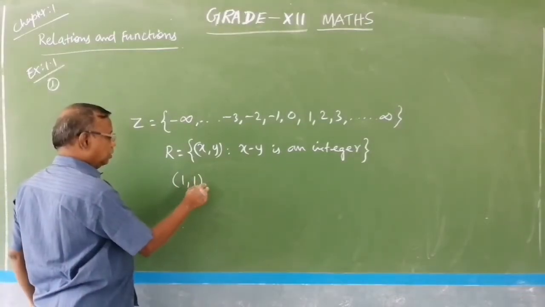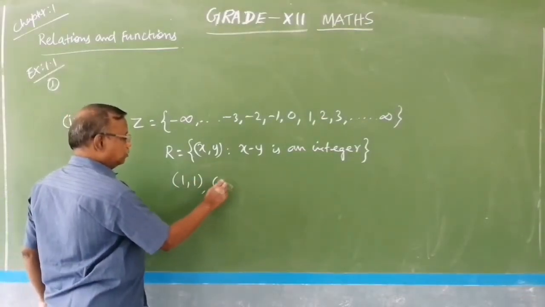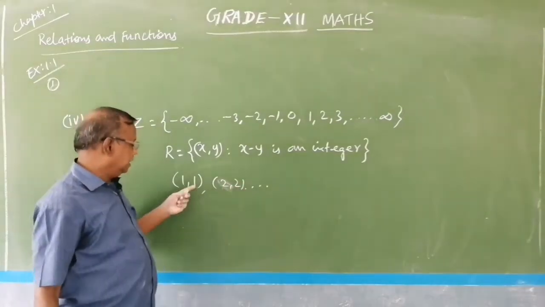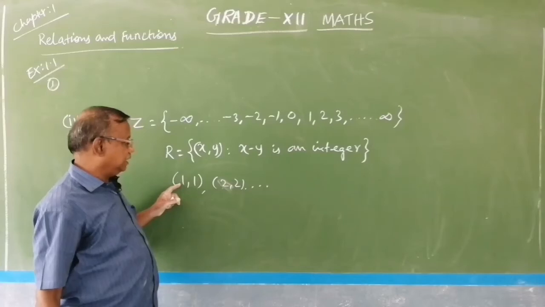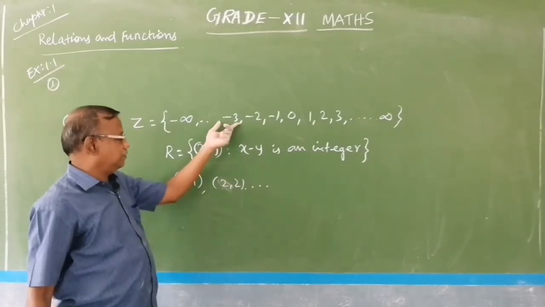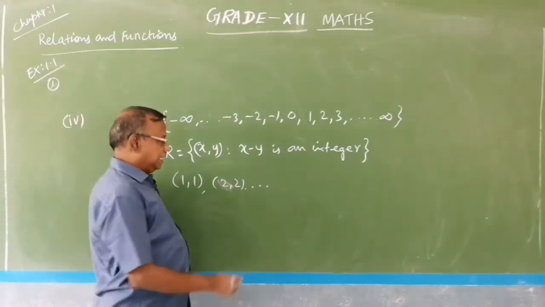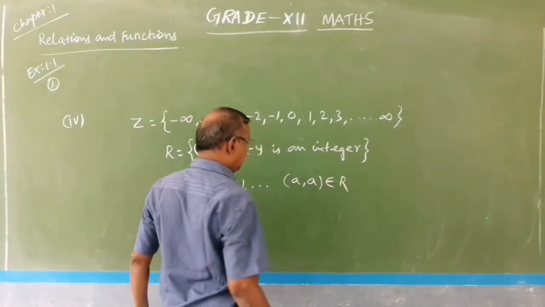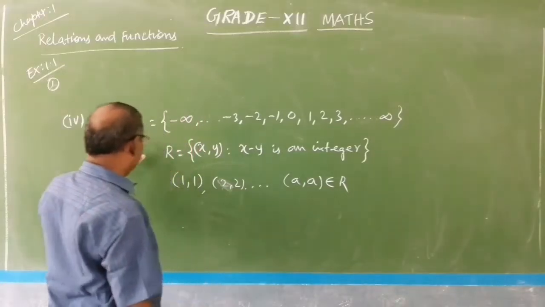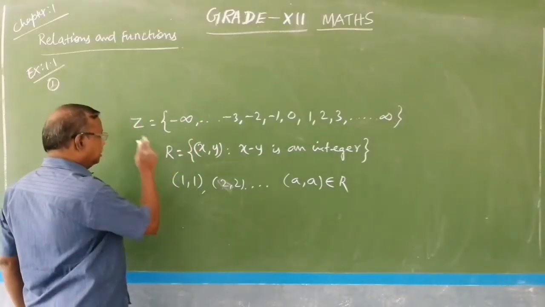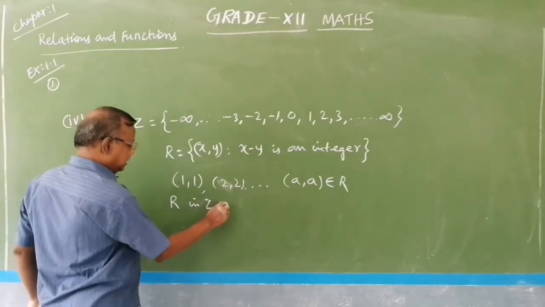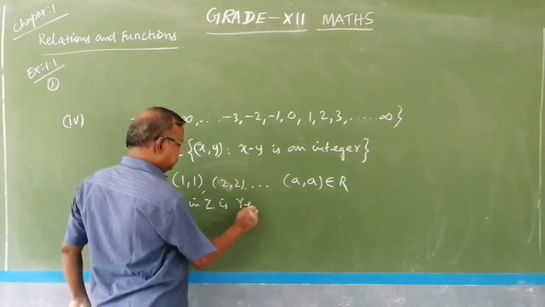Now consider (1, 1), (2, 2), etc. Any element minus the same element is equal to 0, and 0 is an element of Z. Therefore, (a, a) is an element of relation R. Therefore, the relation R in Z is reflexive.